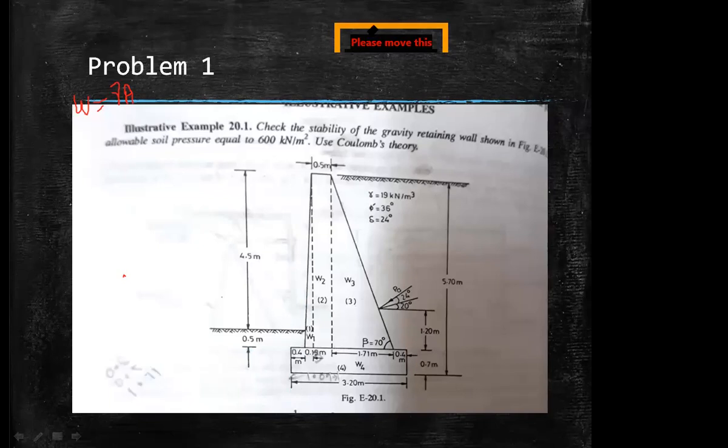See, we need to calculate moments, right? So if we look at the factor of safety against overturning formula, we need to calculate moments. For a moment we first need the weight. For the first part we calculated the weight. And the second thing, we need the perpendicular distance or lever arm, right? Moment is weight into perpendicular distance or lever arm. So we need to understand this lever arm from the diagram.